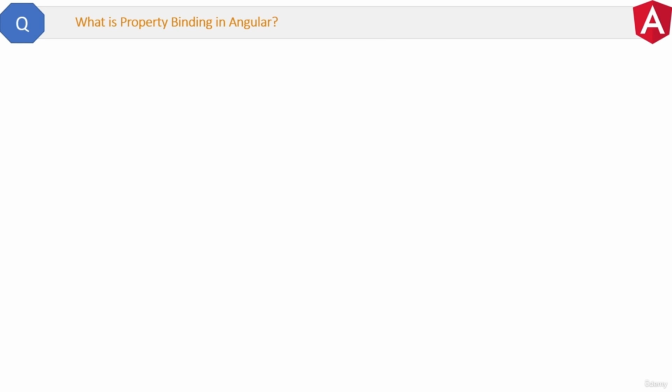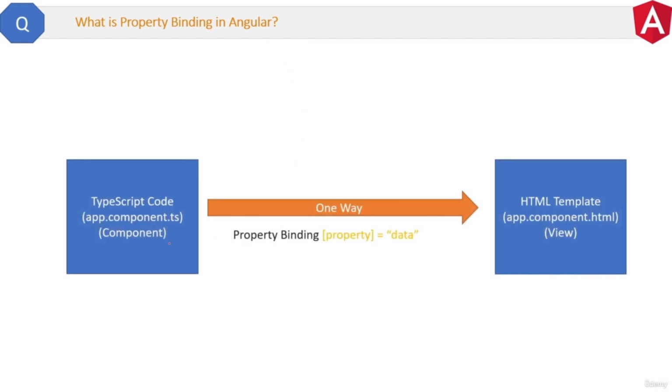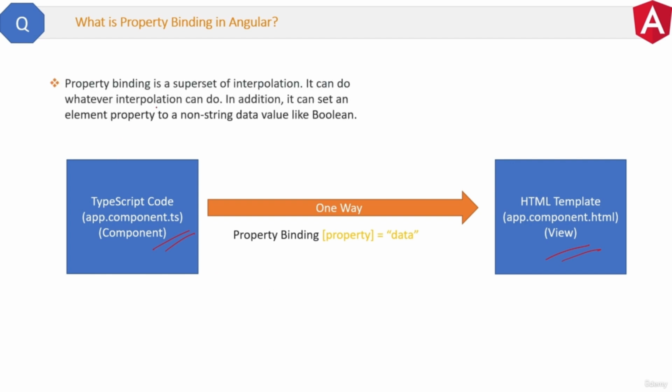What is property binding in Angular? This is 90% similar to string interpolation. See, this is the flow of data in case of property binding. Data will flow from component to view, same as string interpolation. The definition of property binding is like this: TypeScript is a superset of JavaScript. Similarly, property binding is also a superset of interpolation. It can do whatever interpolation can do.